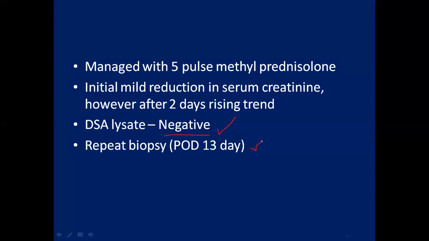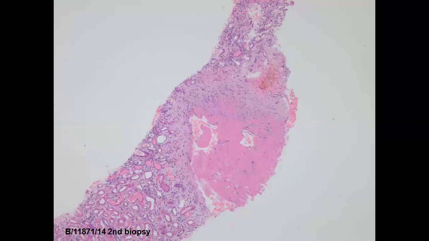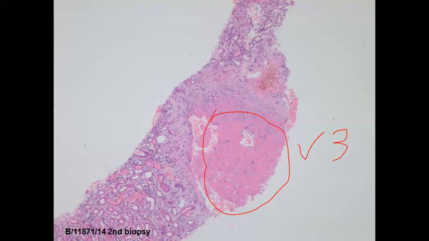A repeat biopsy was done on POD13, and as compared to the previous biopsy, this biopsy shows complete fibrinoid necrosis of the vessel wall. Okay, so that means the rejection, which was 2B, has transformed to a higher grade vascular rejection, that is a type 3 vascular rejection. In other words, this is a V3 lesion.